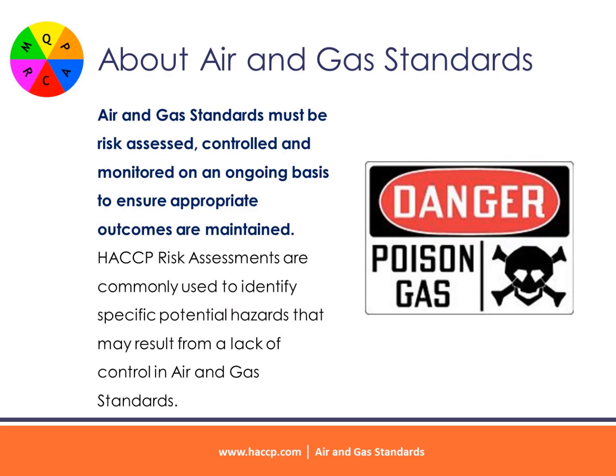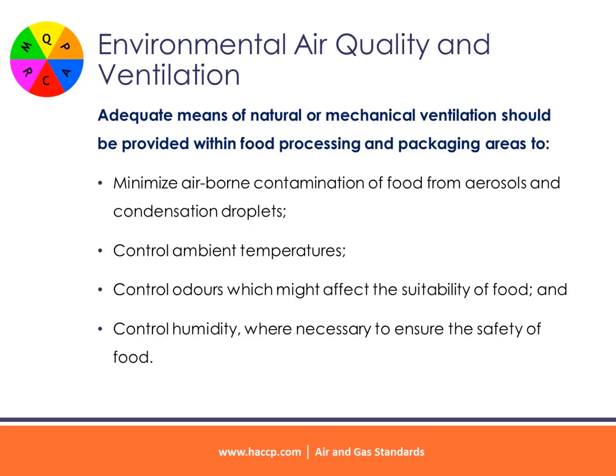About air and gas standards. Air and gas standards must be risk assessed, controlled and monitored on an ongoing basis to ensure appropriate outcomes are maintained. HACCP risk assessments are commonly used to identify specific potential hazards that may result from a lack of control in air and gas standards. Environmental air quality and ventilation. Adequate means of natural or mechanical ventilation should be provided within food processing and packaging areas to minimize airborne contamination of food from aerosols and condensation droplets.